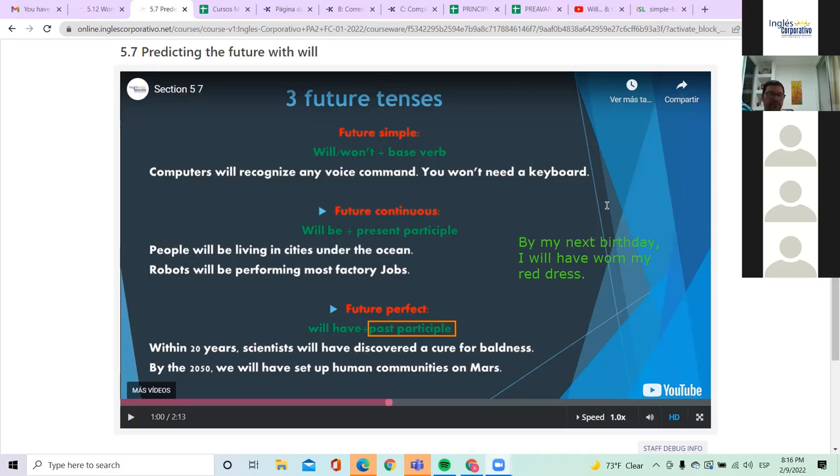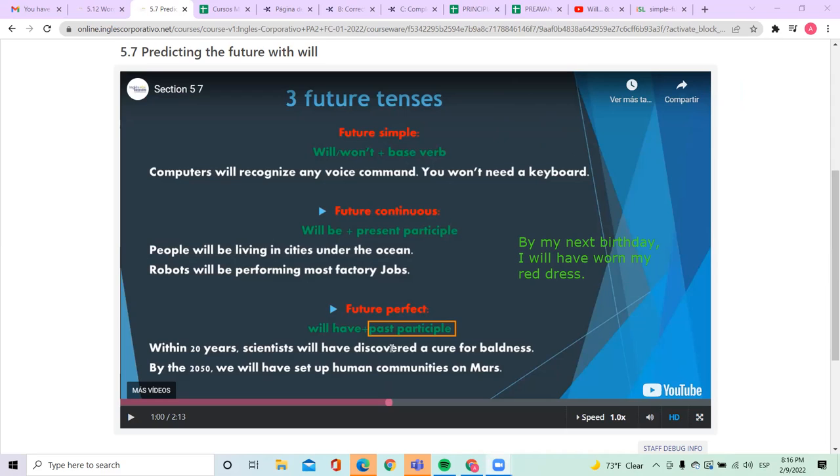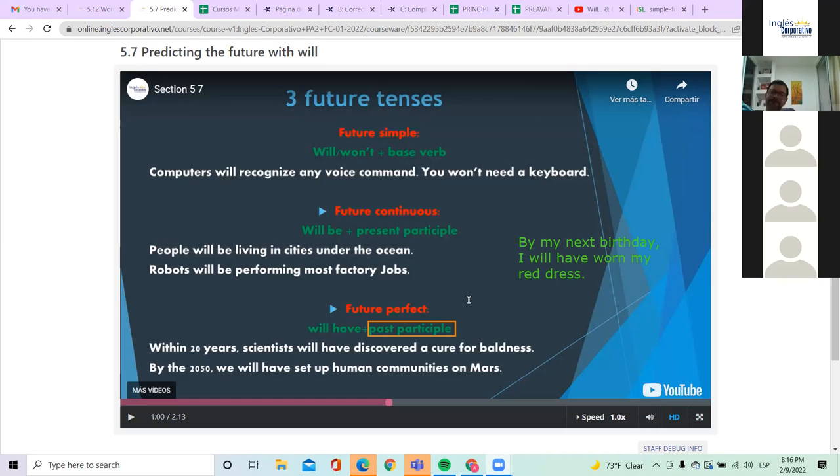No. All good? Yes. I have a question. And there, when it says we will have set up human communities, it's like to improve. It's like what? Improve. We'll have set up. Habrán, se habrá logrado colocar human communities on Mars. O montar human communities on Mars. O puede ser establecidos. Se habrán establecido.